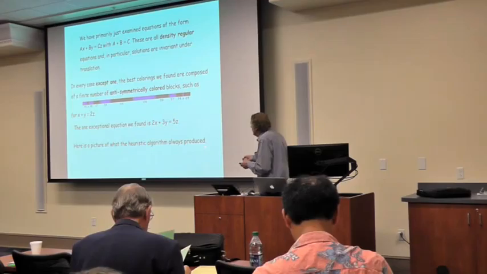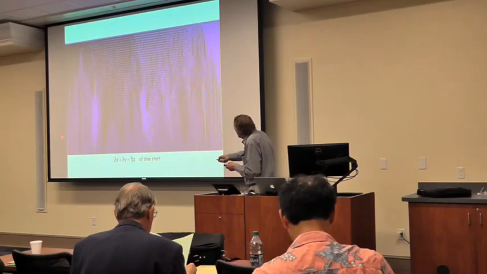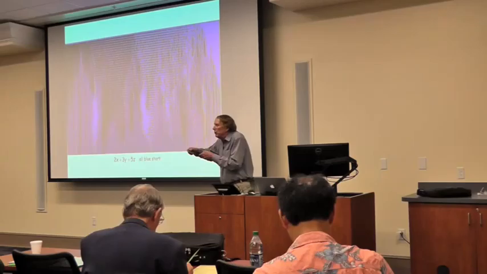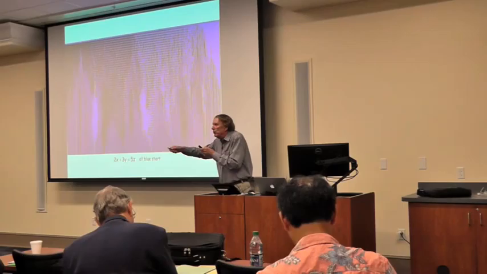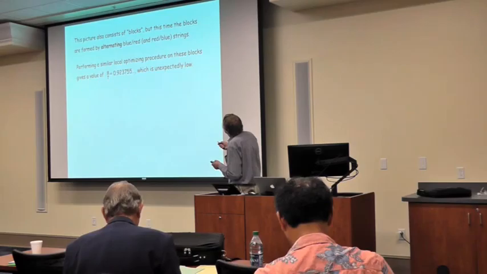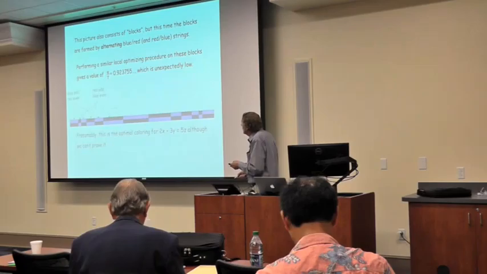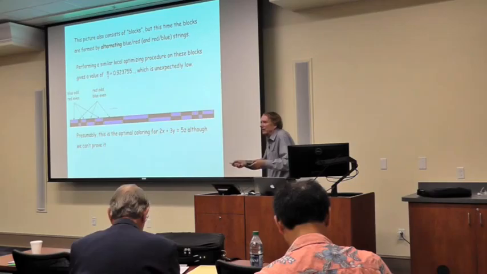Here's what the heuristic algorithm produced. It's starting all blue, and coming down here, what happens, these are red, blue, red, blue, red, blue, red, blue. They're not solid blocks at all. They're alternating. And then blue, red, blue, red, blue, red. The blocks kind of change that way. So there'd be alternating blue, red, and red, blue strings that are, again, symmetrical. And presumably that's the best thing to do, although we don't know.